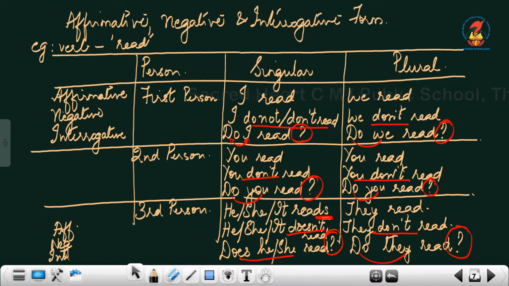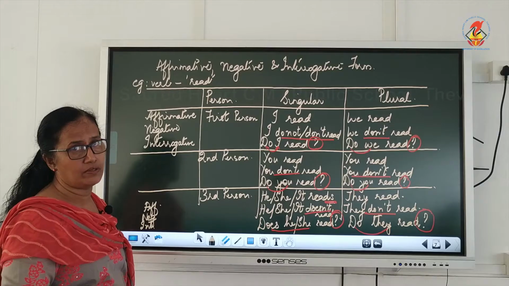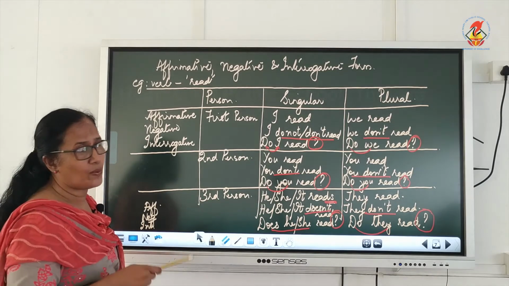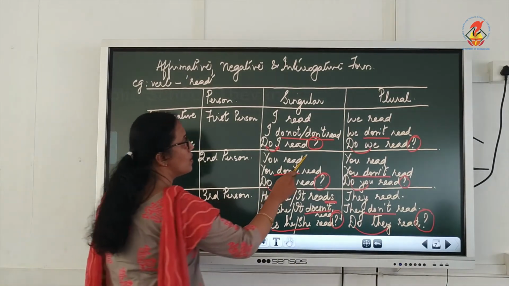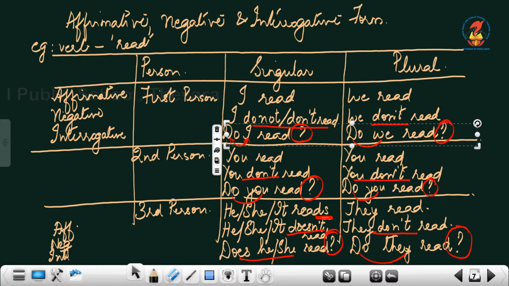Then how will you express it in the interrogative form? Interrogative means the asking of a question. Remember, when you ask a question, you have to put the question mark at the end of the sentence. Your given sentence is I read. How will you express it in the interrogative form? Do I read? Don't forget the question mark at the end of the sentence.